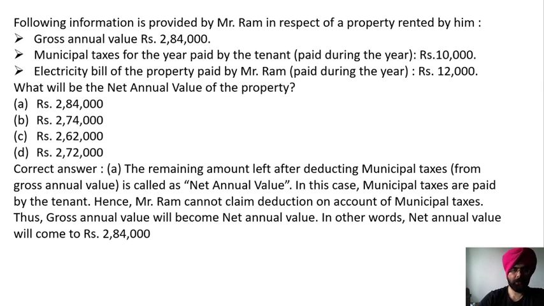municipal tax. Similarly, the electricity bill of the property is not deductible because there is a standard deduction under section 24, subsection 1, which is 30% of the net annual value, given by the government for the various expenses that the person may incur, like repair, maintenance, electricity bill, etc. So no other deduction is allowed from the gross annual value apart from municipal tax. So only municipal taxes paid during the year are deductible.